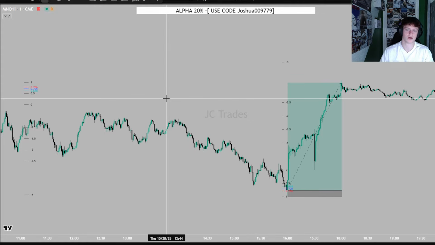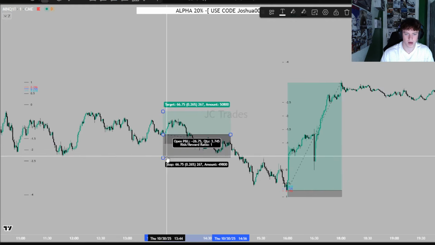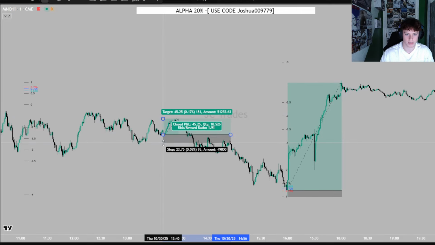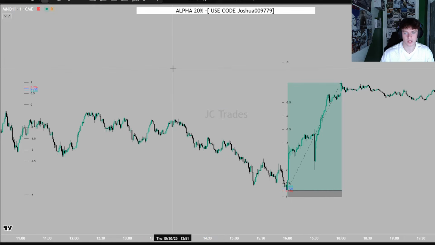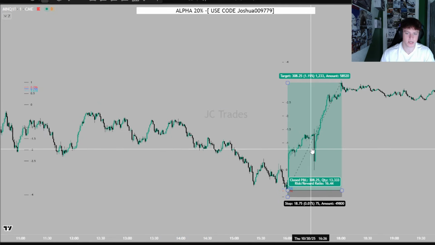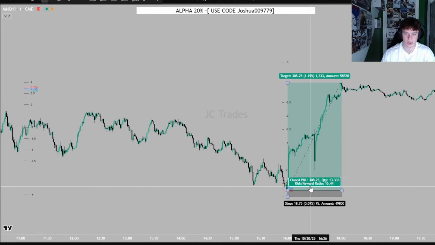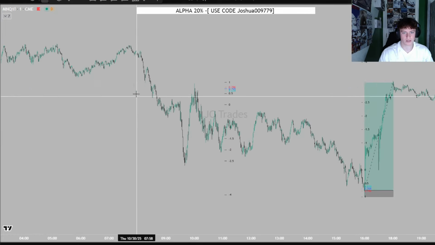You have styles of trades where your risk to reward isn't as different from each other, like something like this. And then you have, like, obviously it varies, but this is to the extreme. This is where you would only be risking about like $200 to make like thousands, like almost $3,000.